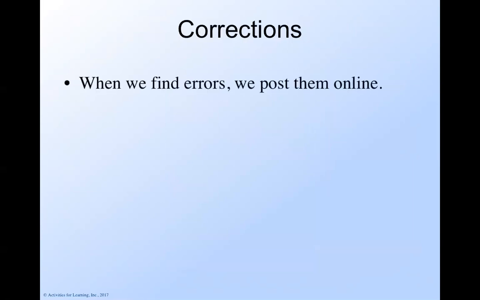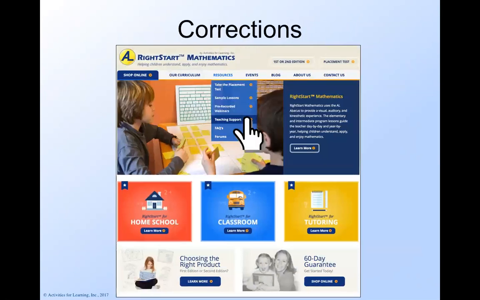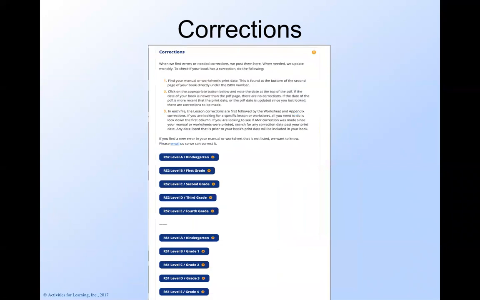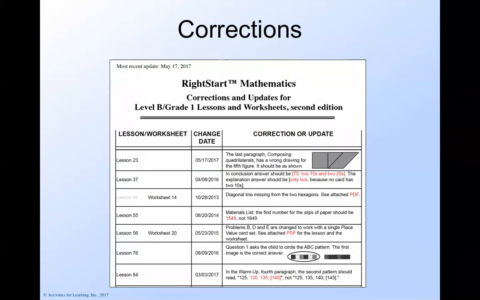Okay, now we do all of our printing in-house, and so when we find errors, we can correct them immediately. If there are typos or anything else like that, then we will post them online for you. You can find that under resources on our website and teaching support. You scroll down the page to corrections and get to the level you'd like, level B. And so you can see here up at the top, it says most recent update. If your book is printed after this date, then you're fine. If it's before, any of your corrections would be listed here.